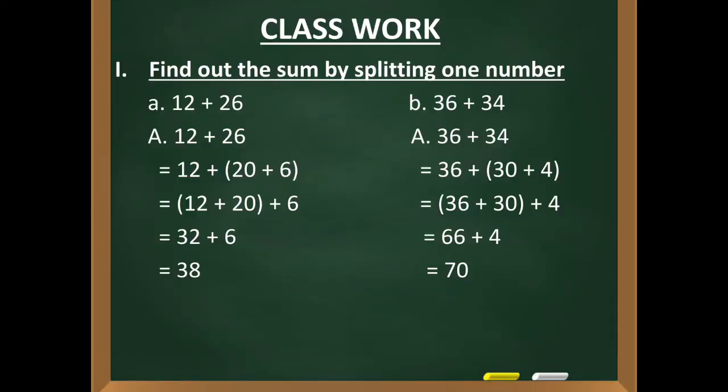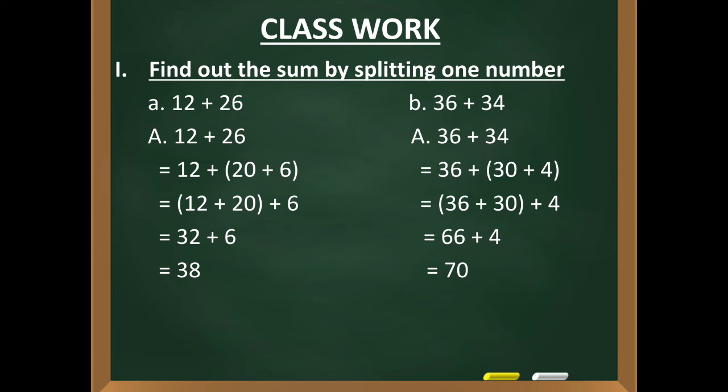Now quickly take your book, pencil, and I have given you the classwork. First Roman number is find out the sum by splitting one number. So only we have to split the second addend. So 12 plus 26. So 12 as it is, and 26 you have to split it in tens and ones, that is 20 plus 6.